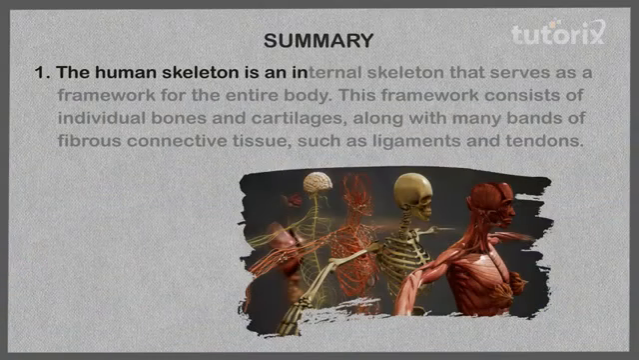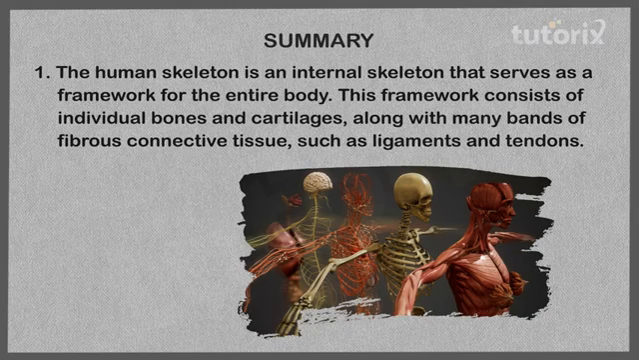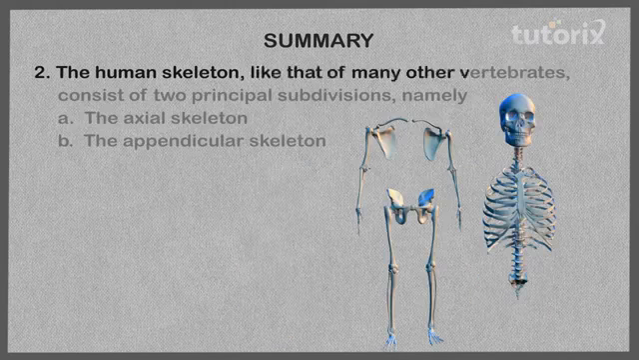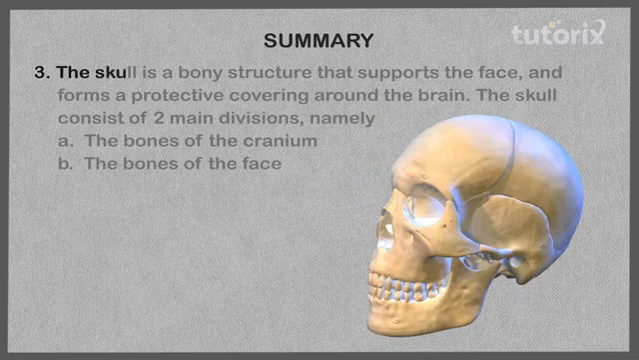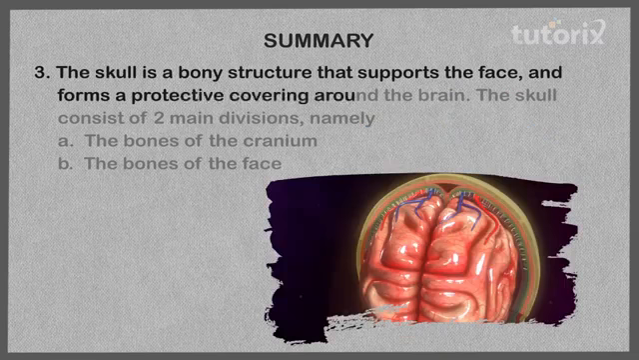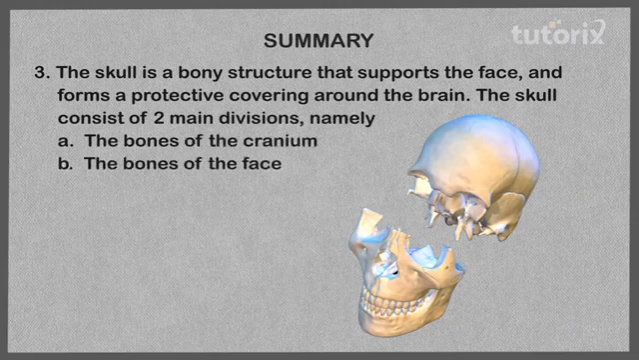The human skeleton is an internal skeleton that serves as a framework for the entire body. This framework consists of individual bones and cartilage, along with many bands of fibrous connective tissue, such as ligaments and tendons. The human skeleton, like that of many other vertebrates, consists of two principal subdivisions, namely the axial skeleton and the appendicular skeleton. The skull is a bony structure that supports the face and forms a protective covering around the brain. The skull consists of two main divisions, namely the bones of the cranium and the bones of the face.